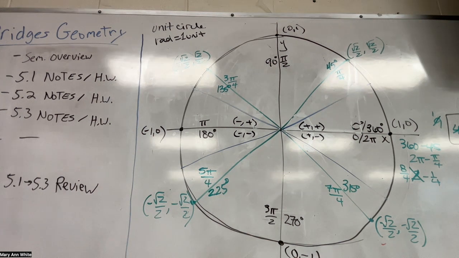I just did my blue lines on here. They're the closest to the x-axis. In between my 45 and my quadrant.